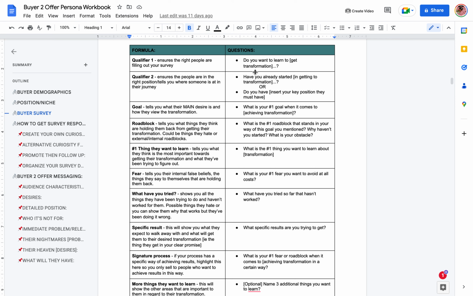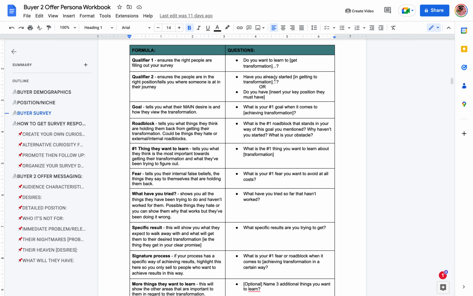Number two ensures that the people are in the right position. So it tells you where someone is at in their journey. Again, we talked about positioning and niching, so this is going to be very important. So, have you already started getting the transformation, or do you have, which is again, that key position they must have. So I could say, have you already started making your sales on autopilot, creating an automated sales machine, or I can say, do you have an offer? Or I can actually add both, right? If those are two very important things.